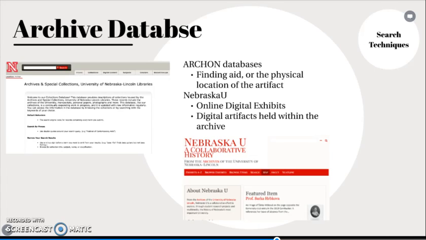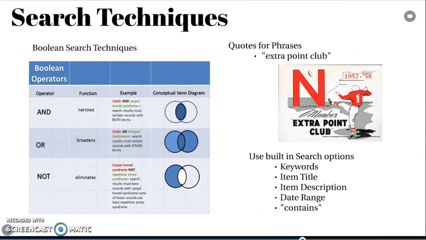So in our last lesson, we talked and learned about vocabulary and the language and search techniques when doing regular internet searches and database searches. Most of those techniques can be applied within these two databases. Those search techniques that we touched on last time were the Boolean search techniques and Boolean operators, such as AND, which narrows, OR, which broadens, and NOT, which eliminates. We also touched on using quotes for phrases.